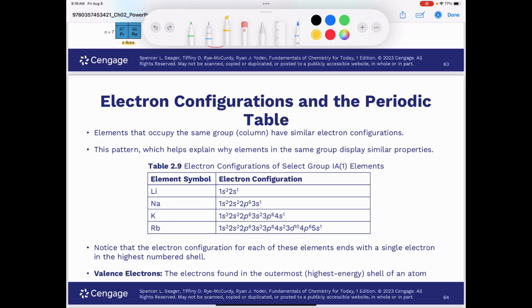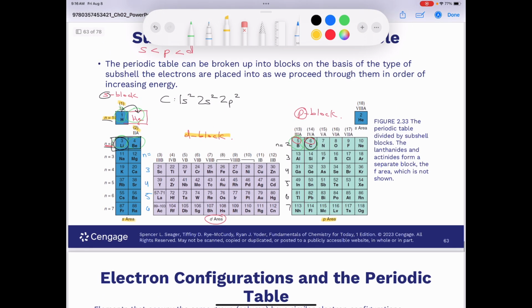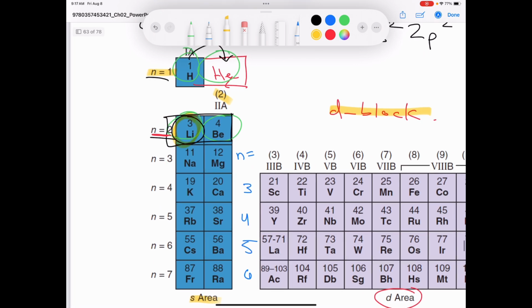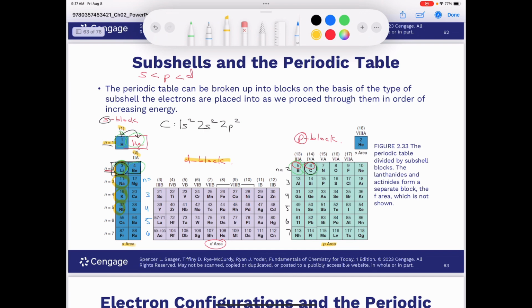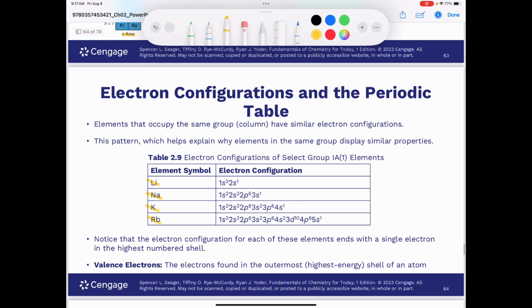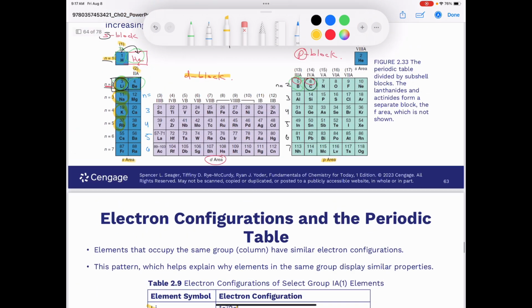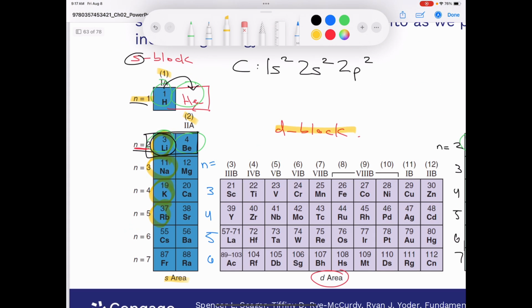So you can see here we've got lithium, sodium, potassium, rubidium. If we go back here, you see those elements are here. They're all in group 1 or family 1. Well, look at their electron configurations. They all end with s1, s1, s1, s1, right? It increases from 2 to 3 to 4 to 5. So lithium ends with 2s1, sodium ends with 3s1, potassium ends with 4s1, and rubidium ends with 5s1.